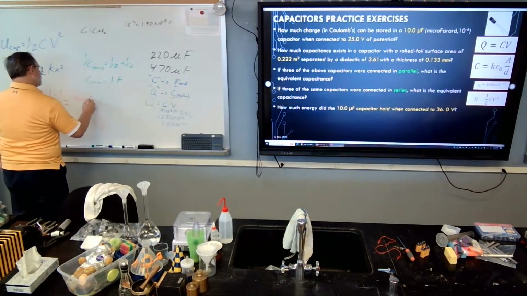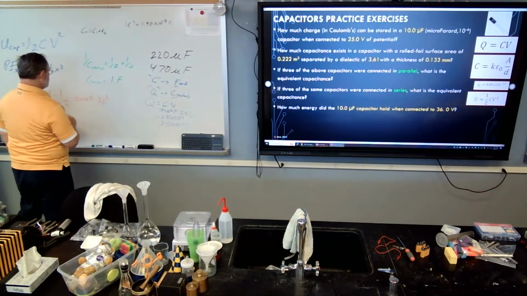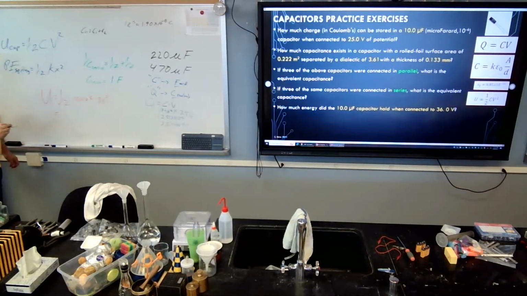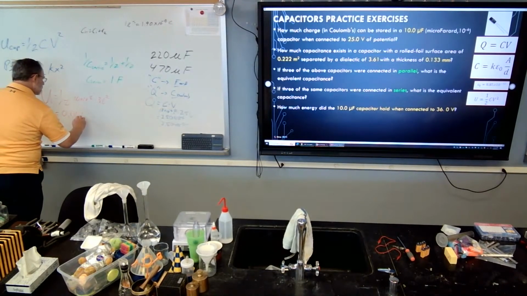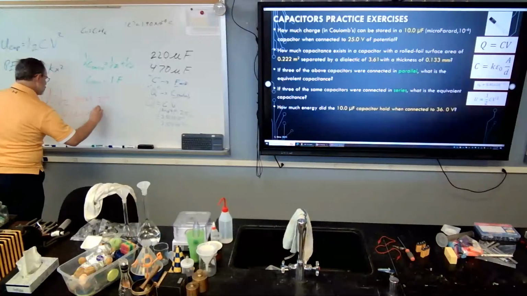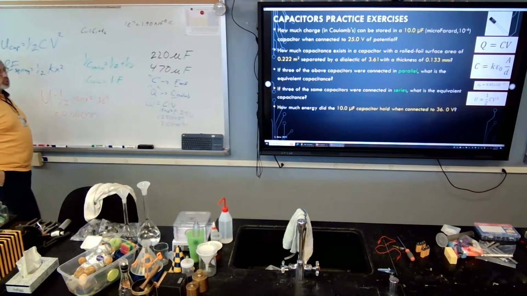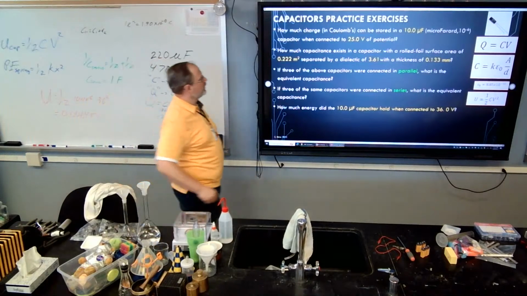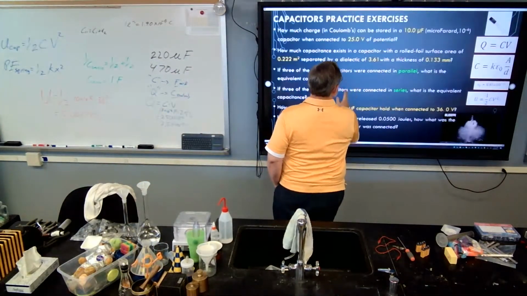10 times 10 to the negative 6 farads times 36 squared, 0.00648. 0.00648 joules. We're back to our standard unit of energy, the joule.